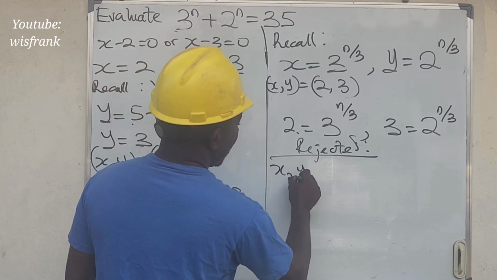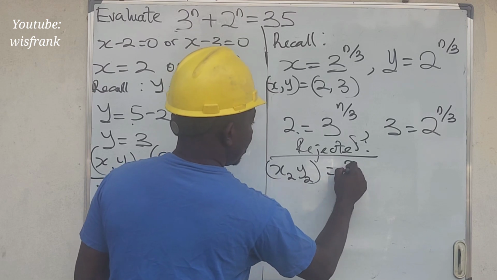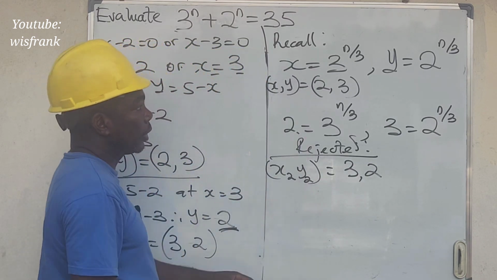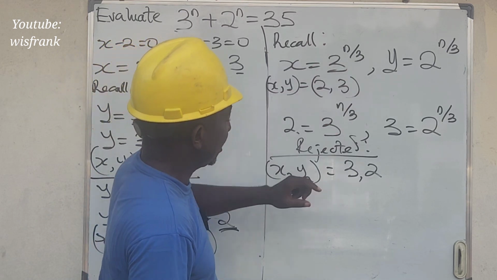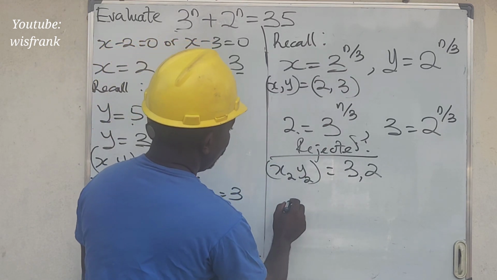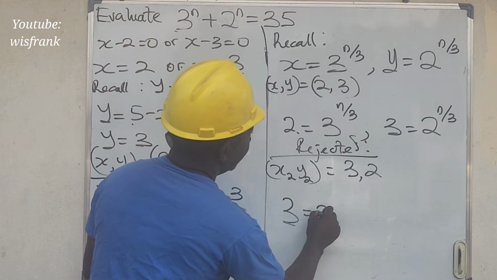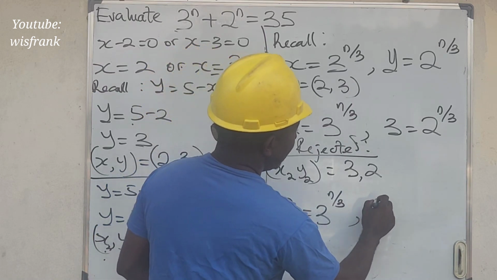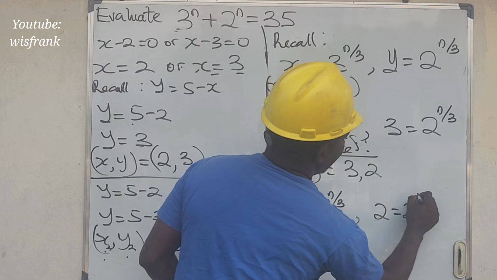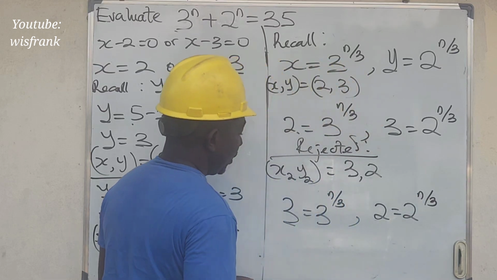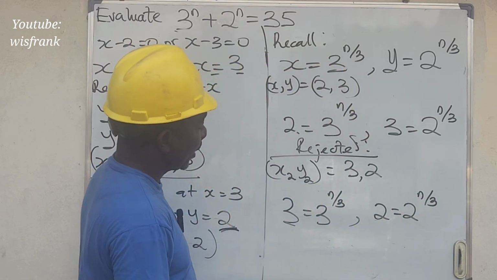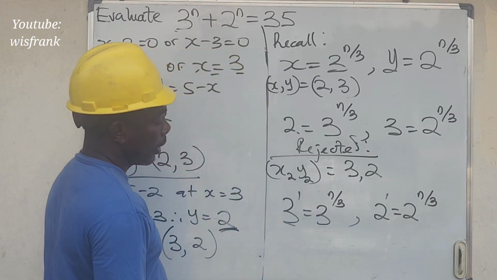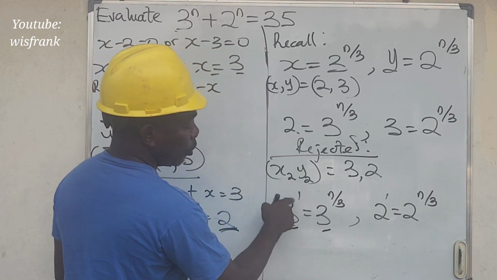So we are going to look at the second one, which is x2 and y2, where x2 and y2 equal 3 and 2. For this equation, where x equals 3 to the power of n all over 3, our value of x here will be 3 equals 3 to the power of n all over 3. Then for the value of y, our y is 2 equals 2 to the power of n all over 3. In this case, we can see that 3 can be written as 3 to the power of 1, and 2 can be written as 2 to the power of 1. Therefore, having the same base, we can equate this.